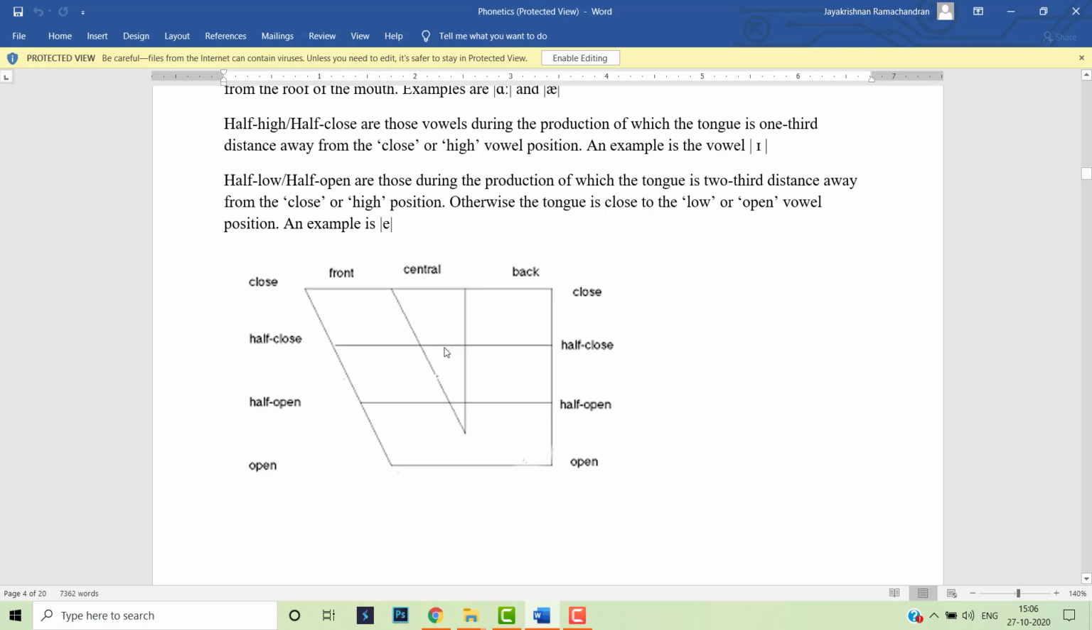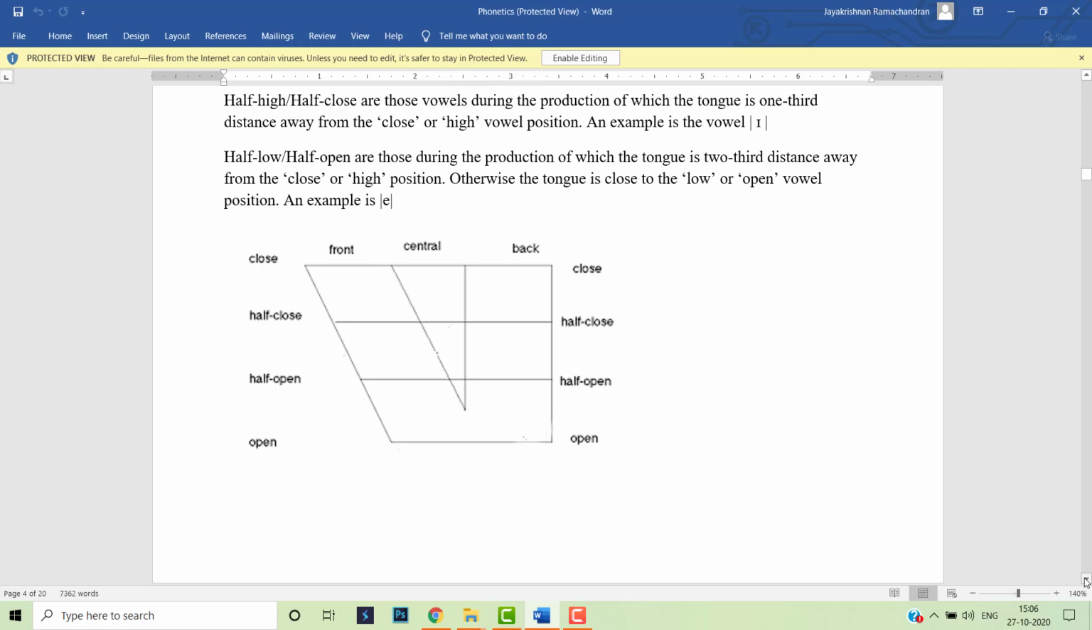അങ്ങനത്തെ സൗണ്ട് റയർ ആണ്. ഓക്കെ, സോ ഹാഫ് ക്ലോസ് ഹാഫ് ഓപ്പൺ പൊസിഷനിലേക്ക് മാക്സിമം സെൻട്രൽ പോർഷൻ വരാനായിട്ട് പറ്റത്തുള്ളൂ, അല്ലെങ്കിൽ ഈ പറഞ്ഞതുപോലെ യു വിൽ ഹാവ് ടു ട്വിസ്റ്റ് യുവർ ടങ്. ഓക്കെ, സോ ഈ രീതിയിലാണ് നമ്മൾ വവൽസിനെ ക്ലാസിഫൈ ചെയ്യുന്നത്.